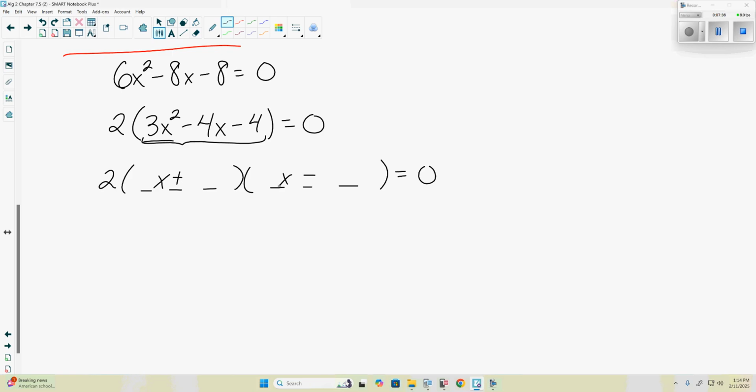Second one, first one? Okay. We're just going to pick a spot. It doesn't matter where, because that's the nice thing about checking it. Last thing, 4. Factors of 4. 1 and 4, 2 and 2.